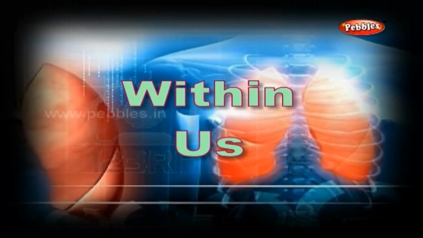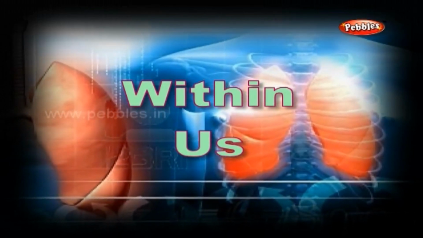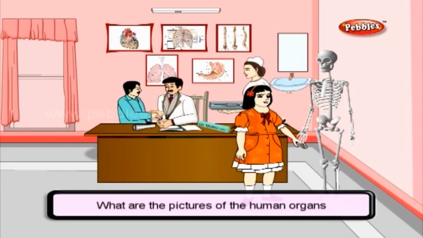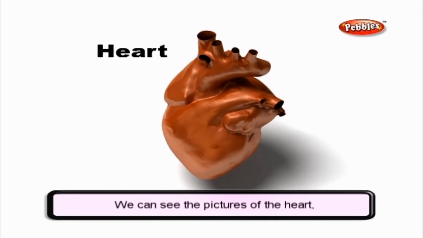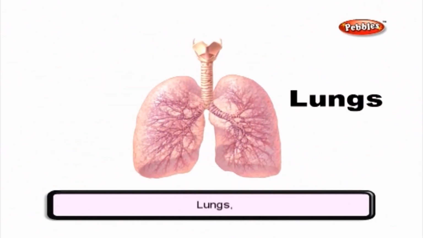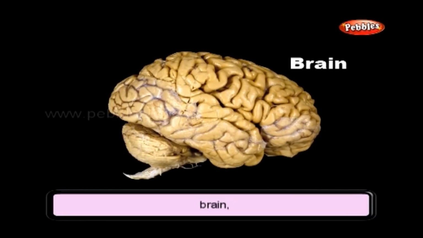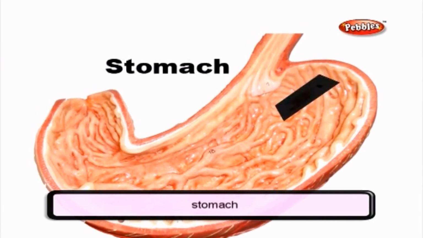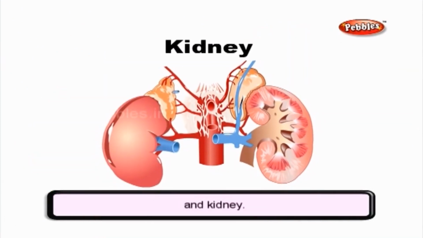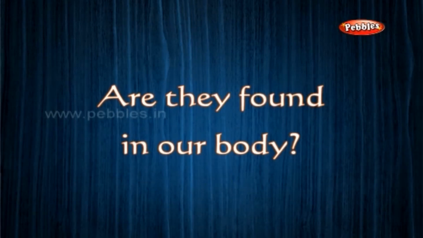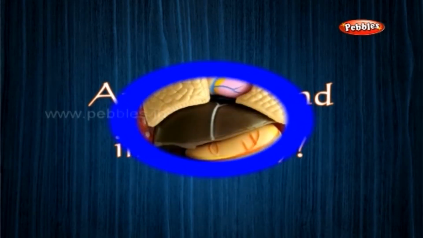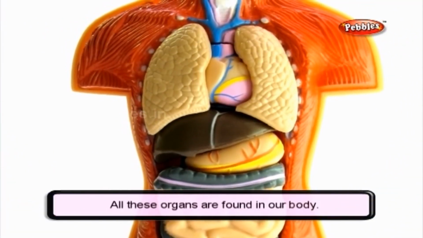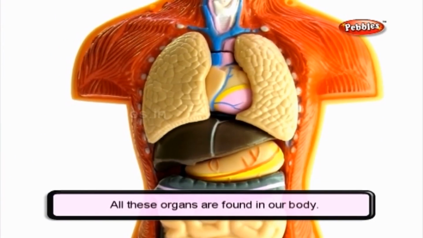Within us. What are the pictures of the human organs found on the wall of the doctor's room? We can see the pictures of the heart, lungs, brain, stomach, and kidney. Are they found in our body? Yes, all these organs are found in our body.